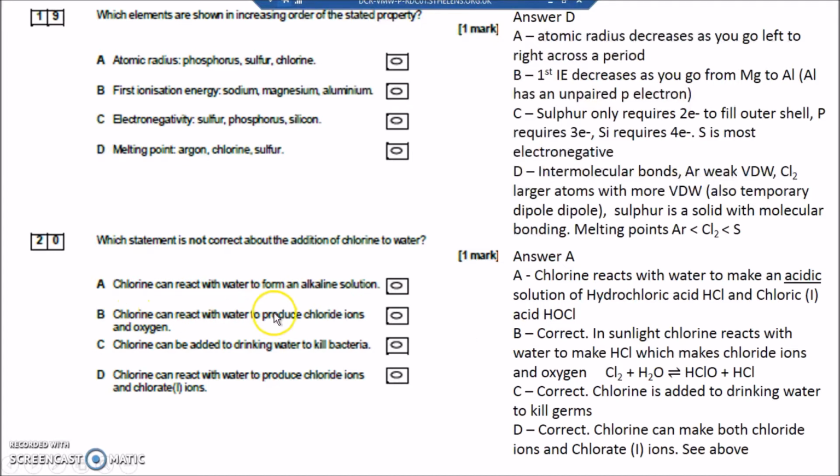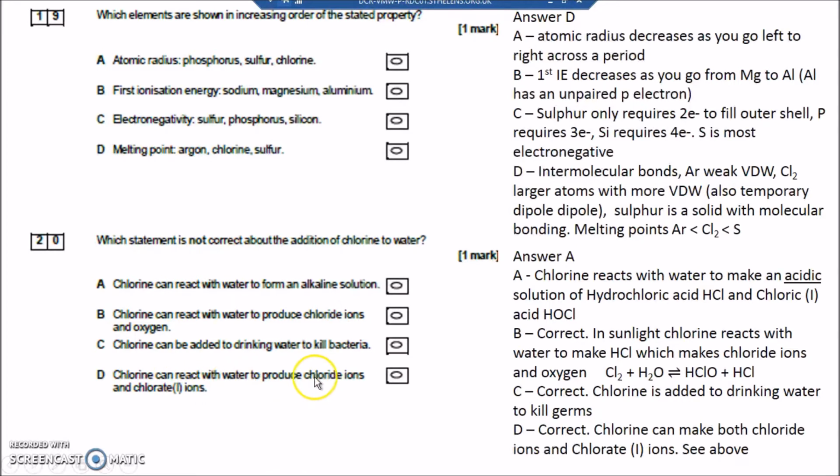B, chlorine can react with water to produce chloride ions and oxygen. Yes, in sunlight the chlorine reacts with water to make hydrogen chloride, so we can see it here. So it's made chlorate 1 ions. Those are chlorate 1, in the +1 oxidation state. So +1 for the H, -1 for the O, so the chlorine must be in +1, and they're called chlorate ions. Hydrogen chloride, as I've just said, that hydrogen chloride gas dissolves in the water, dissociates to make H+ and Cl-. So that's correct. C, chlorine can be added to drinking water to kill bacteria. Indeed it can.